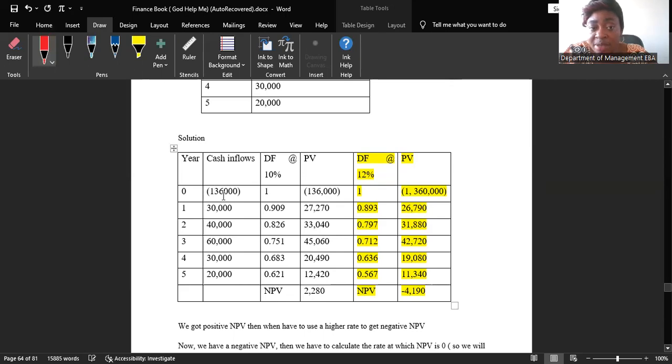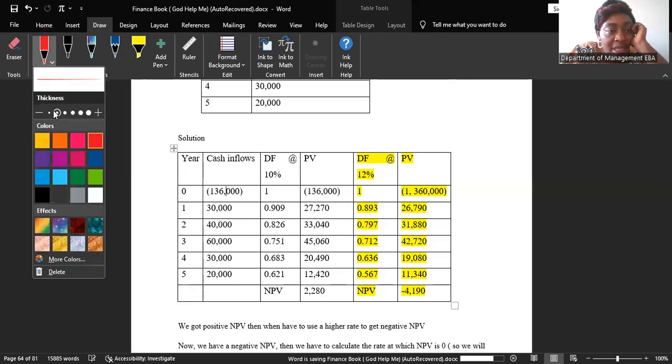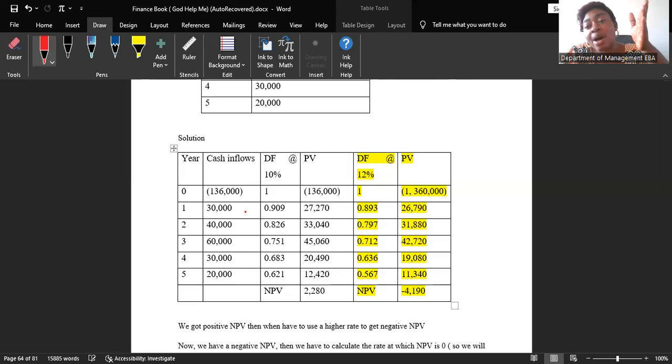In accounting, when you put it into brackets, it means you are subtracting. So let's go. We started from year zero, and in year zero we spent, there was a cash outflow of 136,000. Then in year one there was cash inflow, this money is coming in, so it's not in brackets: 30,000, 40,000, 60,000. And it was 5 years based on the question.